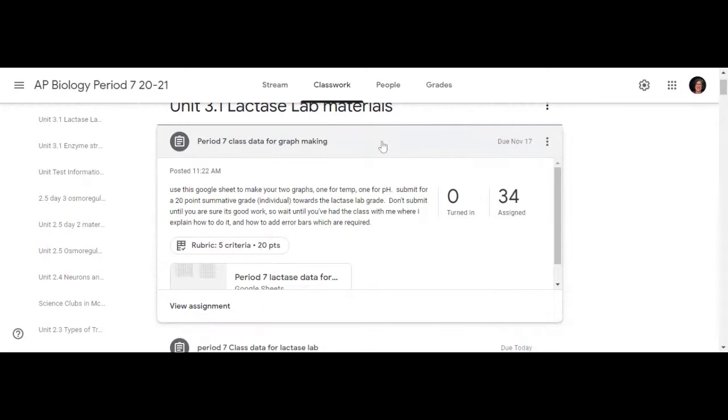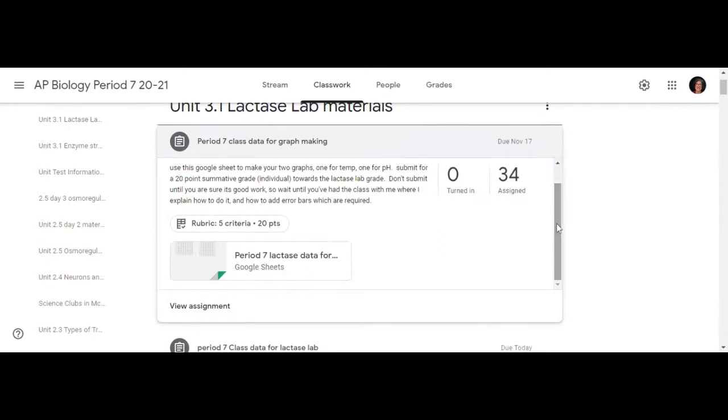If you haven't started graphing yet, this is what you want to go into today. You each have your own copy and you can start playing around with the data and figuring that out, okay? So that's the end of my class presentation, just in terms of what to expect for next Wednesday, what you need to have ready.